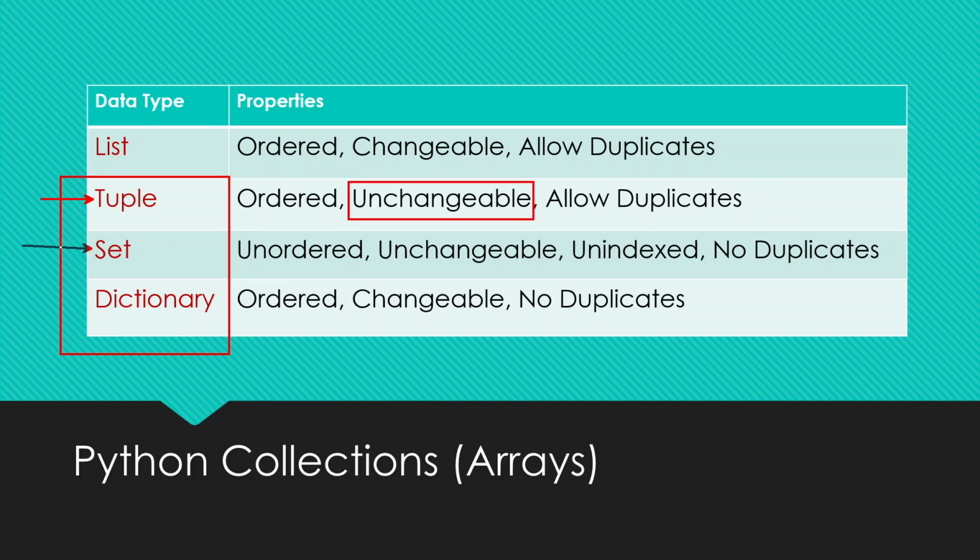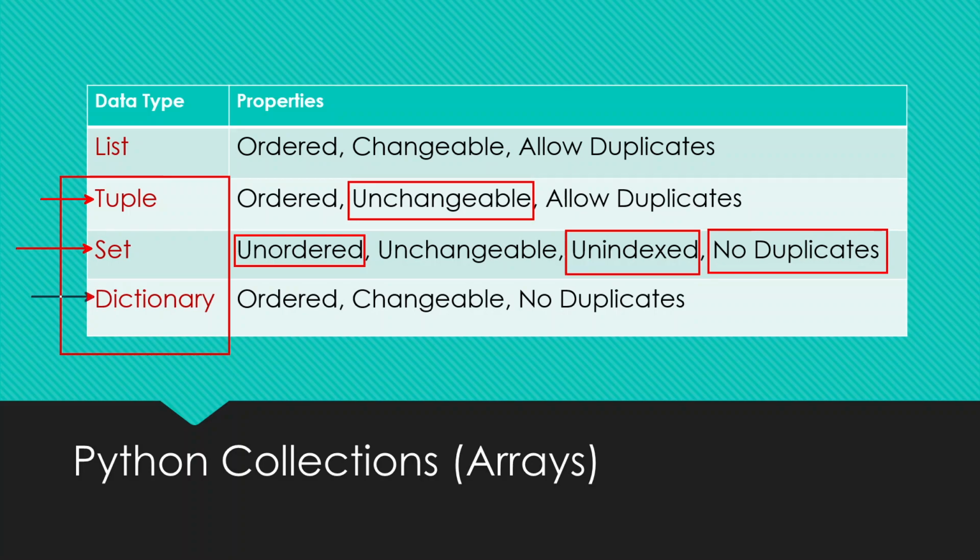Then you have the set. The unique thing about the set is that it's unordered. It's also unchangeable and unindexed, and it does not allow duplicates. So that's important to remember. Then you have the dictionary. The dictionary is ordered. You can change the values once you've declared it, but the unique thing about the dictionary is that you cannot have duplicates in the dictionary.